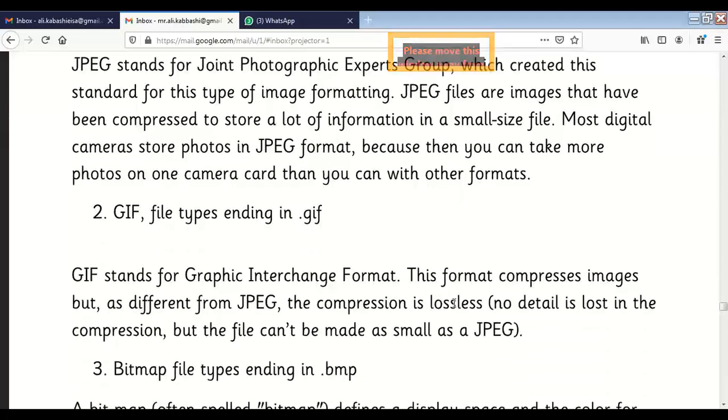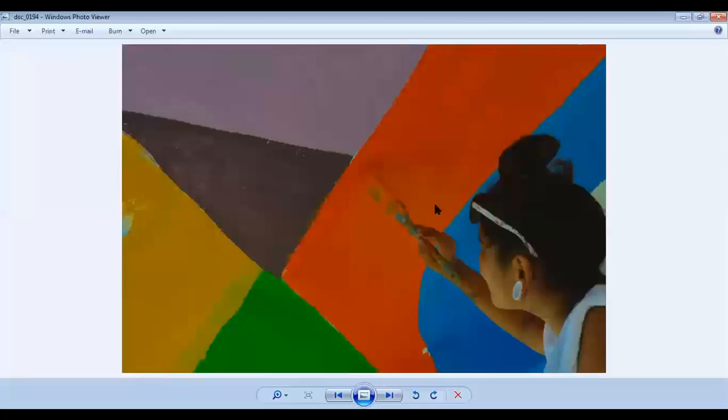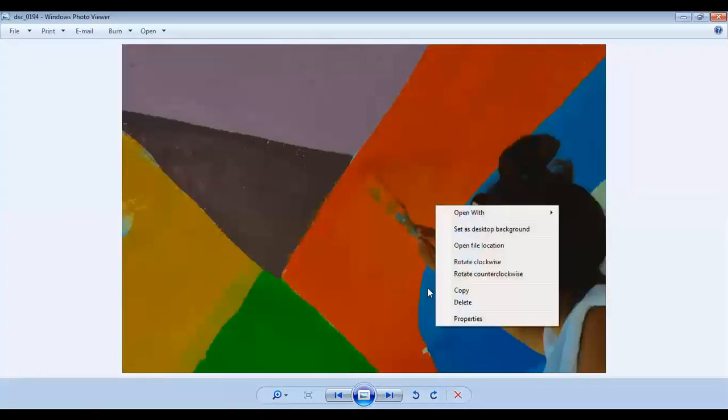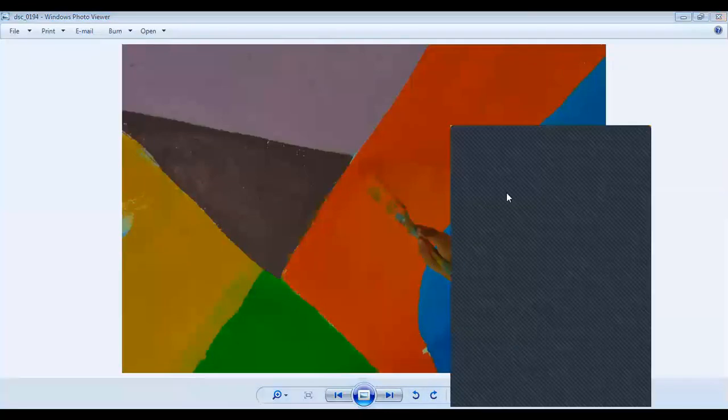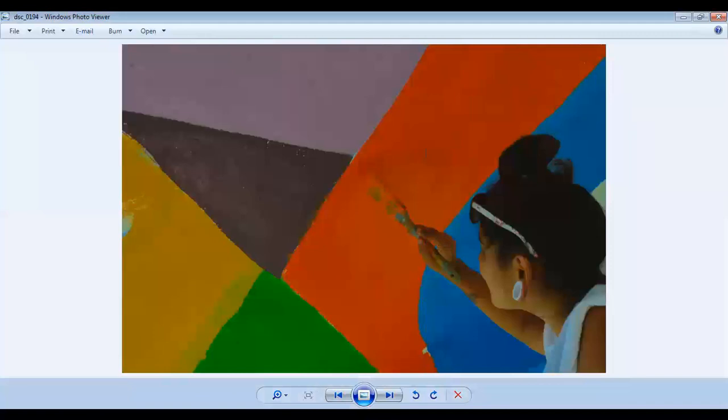Okay, let me show you an example of the JPEG. So this is a JPEG. This is a normal picture. When we right click and go to properties, you can see that this is a JPEG image. It has .jpg. Okay, JPEG, just like this one.